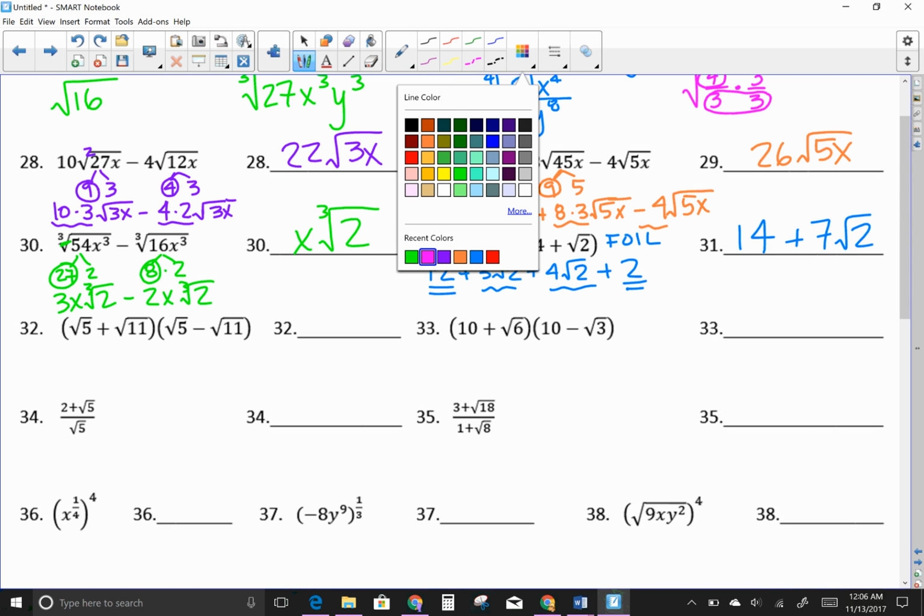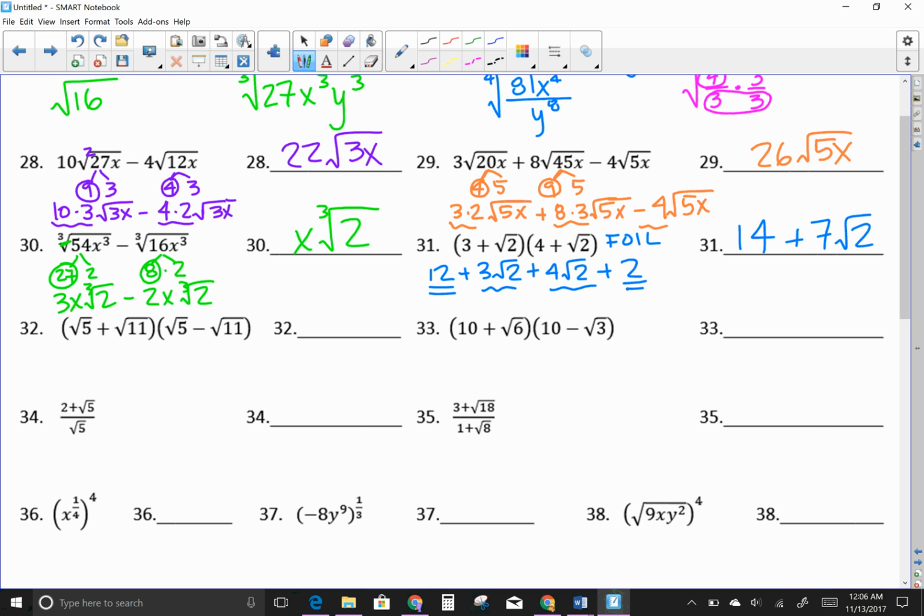All right, 32. This one, similar to what you did. Absolutely, you can do FOIL if you want to, but you will save yourself some time if you recognize these are conjugates of each other. So I'm squaring the first term. The square root of 5 squared is 5. Always a minus, because one's positive and one's negative. And then square the last term, and the square root of 11 squared is 11. So 5 minus 11 is negative 6.